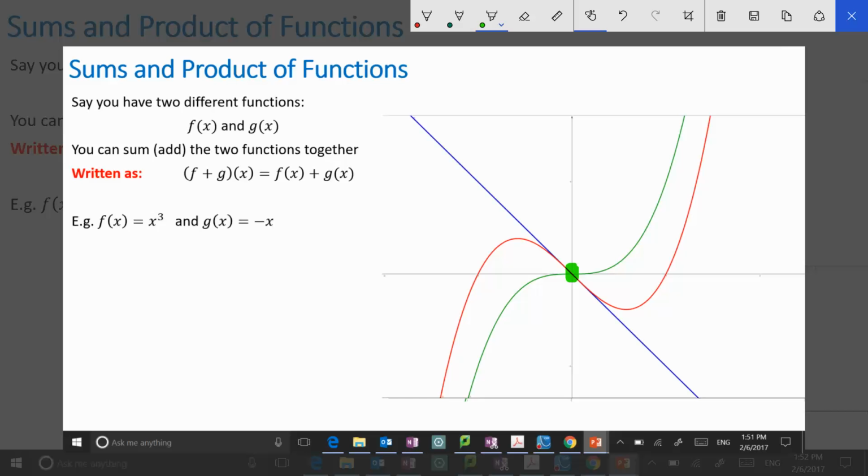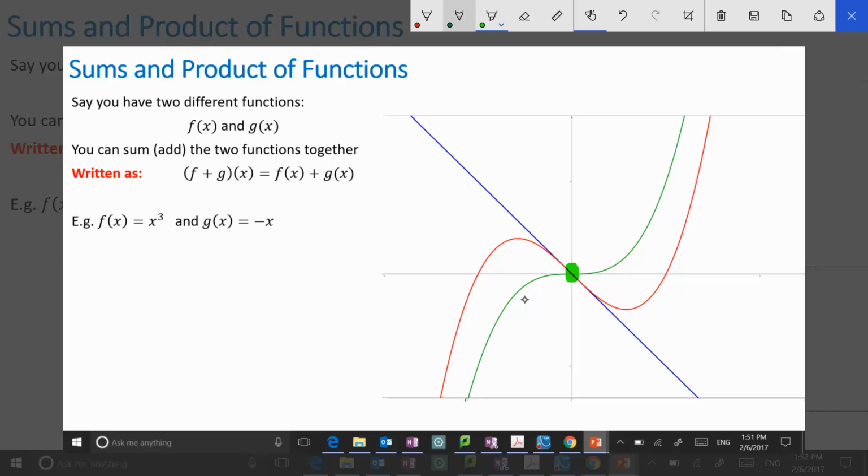If you think about it, green is a cubic. A cubic graph has to get really large. It's x cubed, whereas this is negative x. So if this was 4, x cubed would be positive 64. Now positive 64 minus 4, obviously it's just slightly smaller. Smaller than what? Smaller than your x cubed graph.